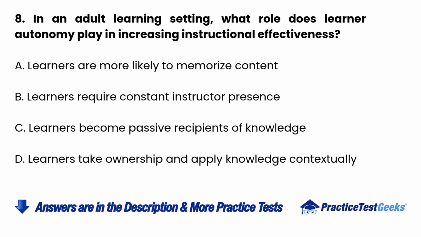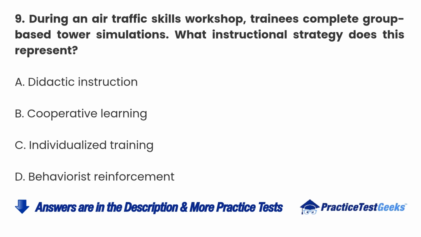8. In an adult learning setting, what role does learner autonomy play in increasing instructional effectiveness? A. Learners are more likely to memorize content. B. Learners require constant instructor presence. C. Learners become passive recipients of knowledge. D. Learners take ownership and apply knowledge contextually.